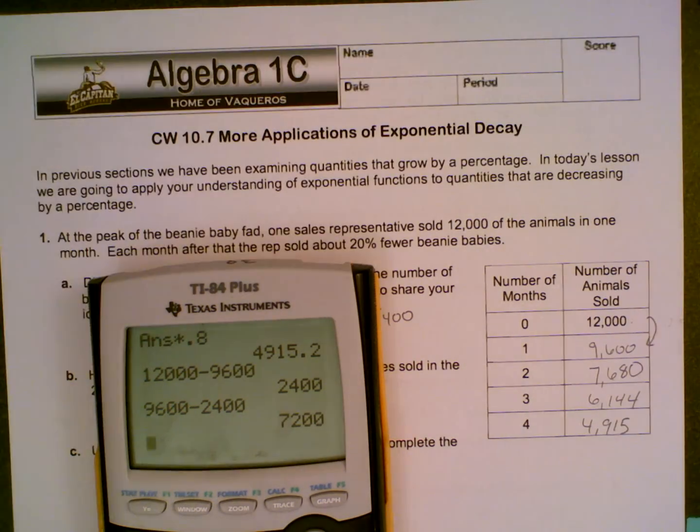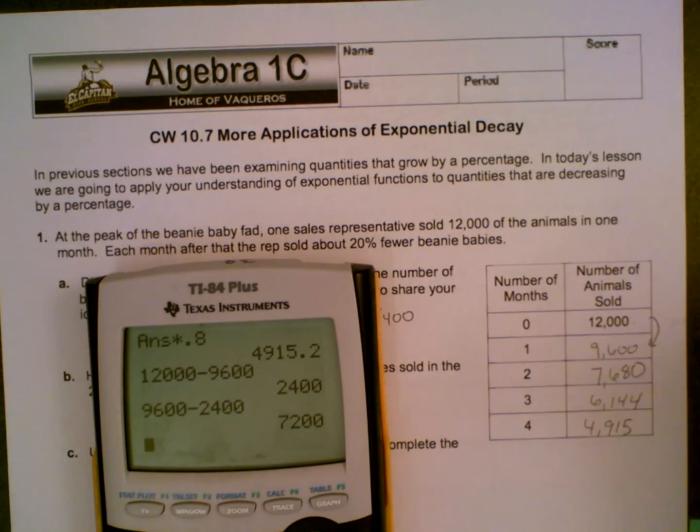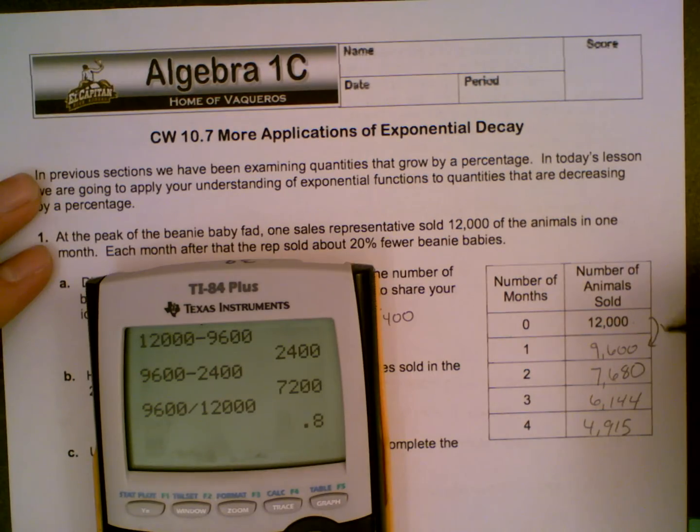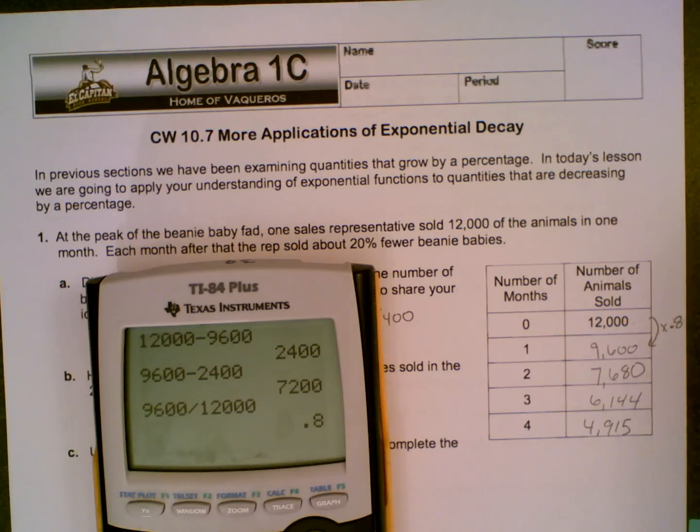So in order to do this, we're going to divide the bottom number by the top number. So we want to put into our calculators 9,600 divided by 12,000. And we get an answer of 0.8. So that means we are multiplying by 0.8 each time.